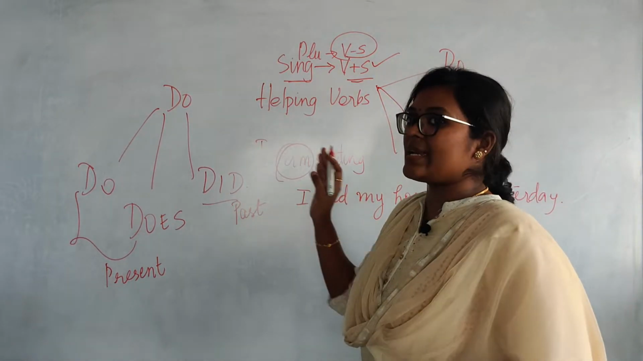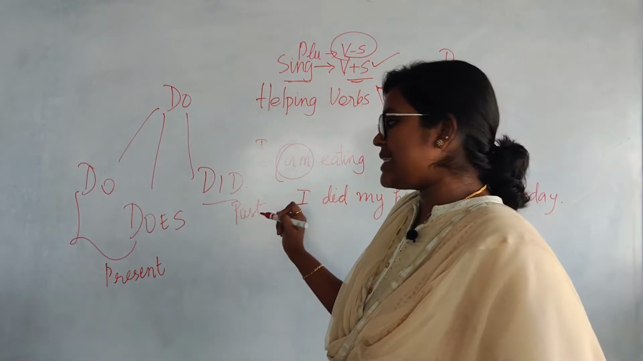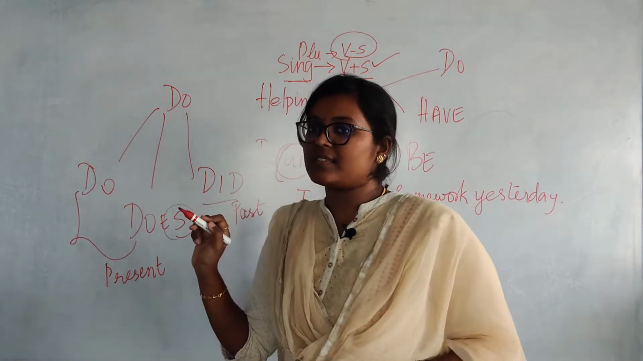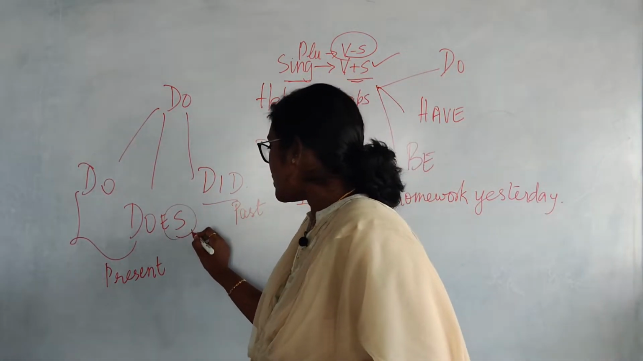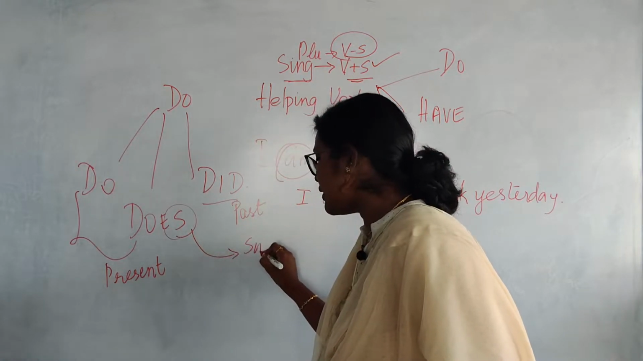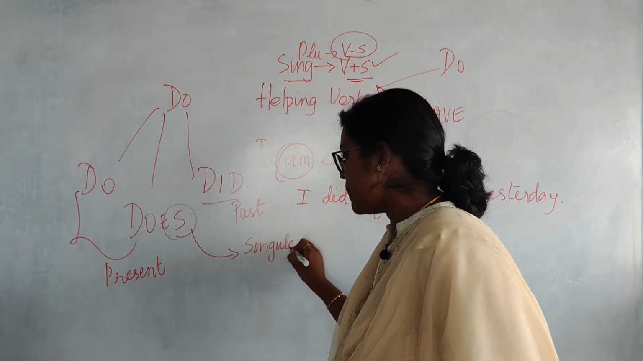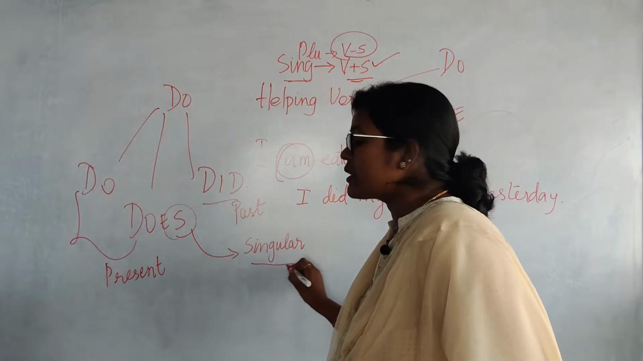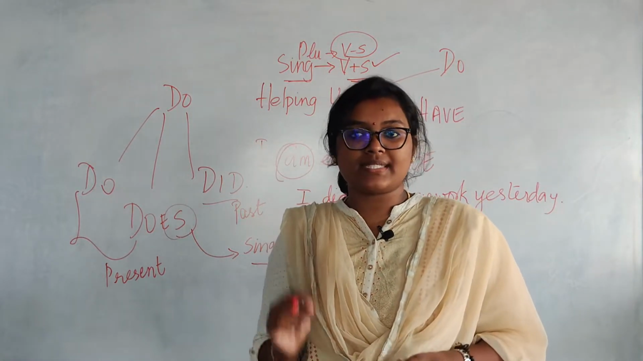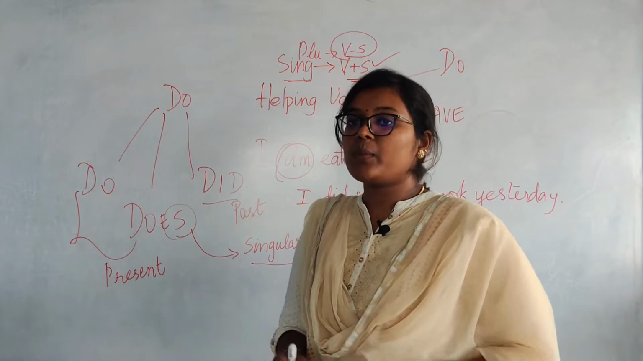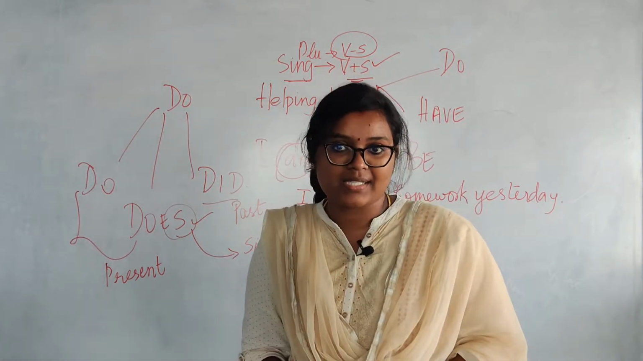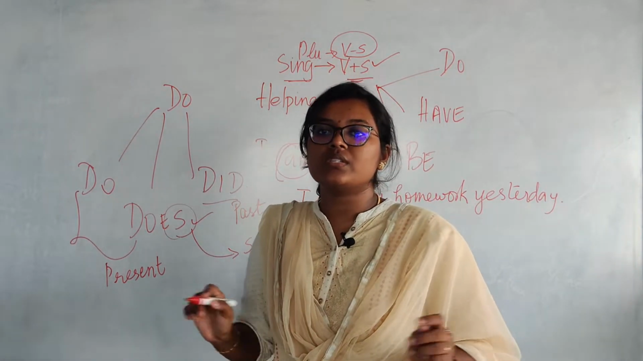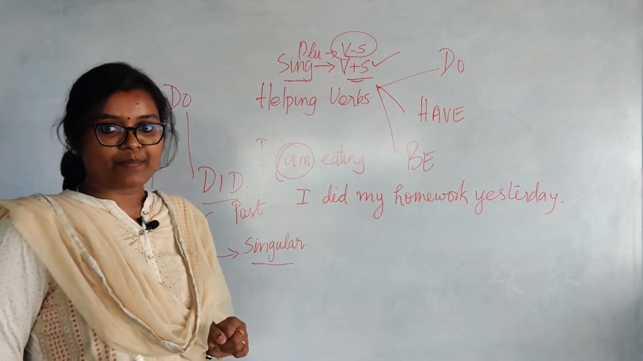Now if you apply this same rule here, there's an s in does. Does contains s. So therefore you use does for all singulars. When we're talking about one thing at a time, it is singular, and when it is singular, we actually use does. I'll give you some examples right now.